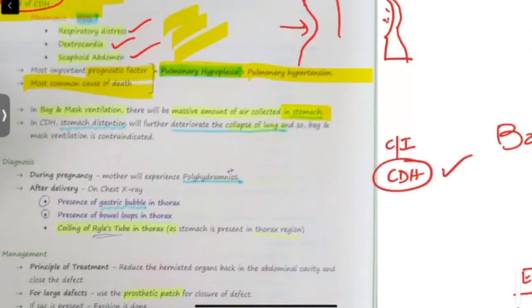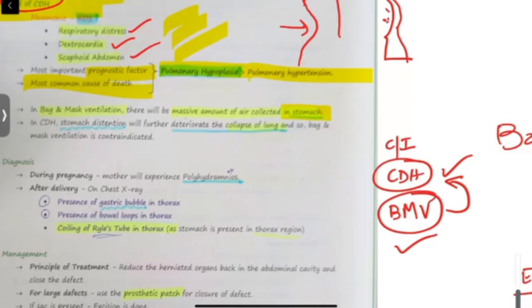So if you think the baby is in respiratory distress, what do you think? Okay, we'll intubate or we'll give bag and mask ventilation and we'll resuscitate the baby and carry on. Before doing that, before doing bag and mask ventilation, we should rule out congenital diaphragmatic hernia. Only then we should go for bag and mask ventilation. Otherwise, we ourselves are killing the baby.